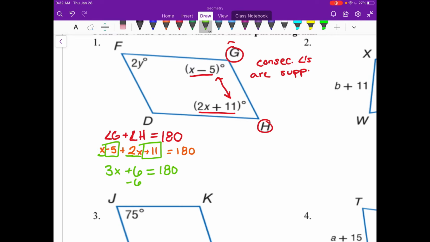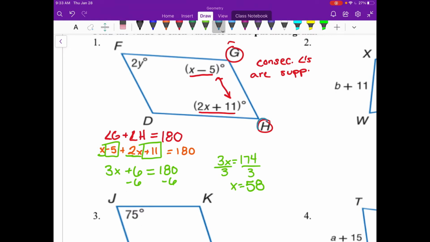I'm going to subtract 6 from both sides, and I get 3x equals 174, divided by 3. So x is equal to 58. So the next thing I'm going to do is notice that since I've solved for x, I could find the measure of angle G and angle H.